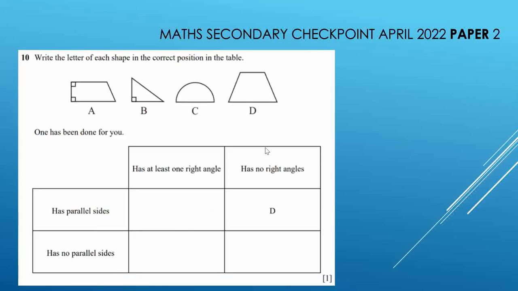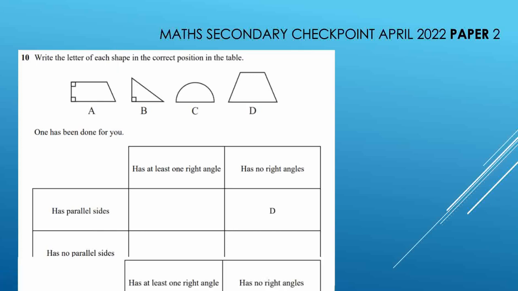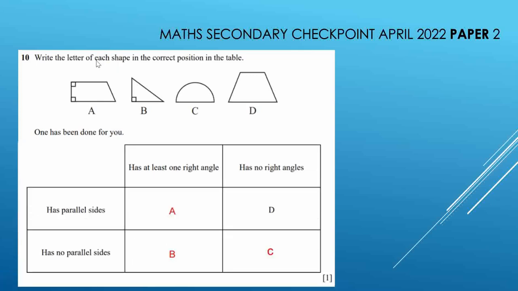Here is the next question. Question 10. Write the letter of each shape in the correct position in the table. 1 has been done for you.